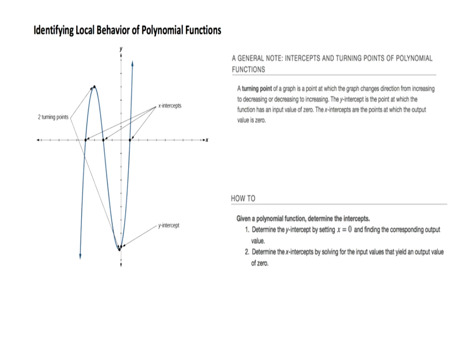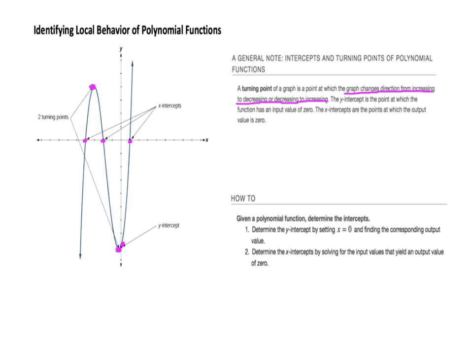Okay, identifying local behavior. So we also have turning points that show up in these graphs that are very important. Other important points are the x-intercepts and the y-intercept. A turning point of a graph is a point at which the graph changes direction from increasing to decreasing or vice versa. So it's a high point or a low point. It's a local maximum or a local minimum.